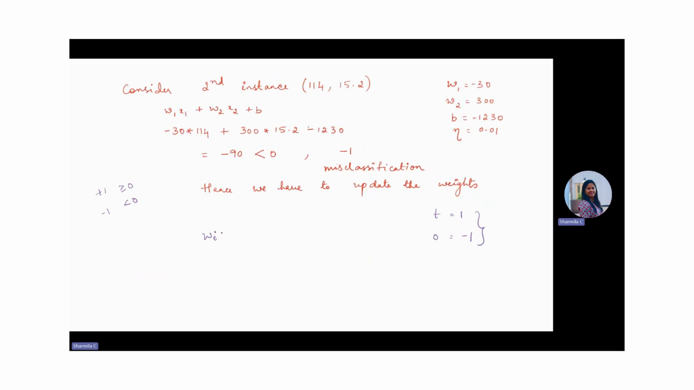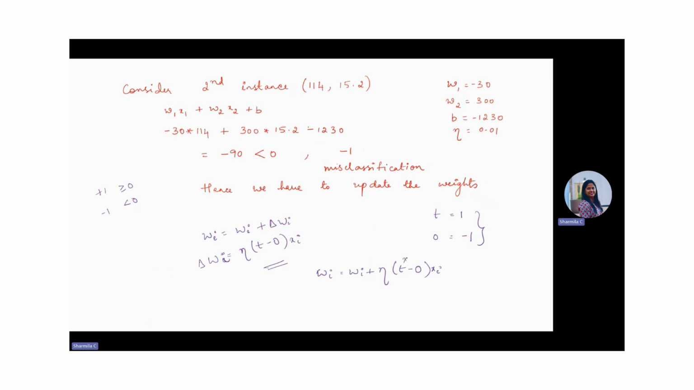The weight is updated by using the formula: initial value plus delta Wi, where delta Wi is equal to Nu into (T minus obtained output) into Xi. So this is the formula we'll be using. Or directly I'll be using Wi equals Wi plus the learning rate times (target output minus obtained output) into Xi. The obtained output is what I have obtained by doing the summation and giving this value to the activation function. Fine. I'm getting -1.